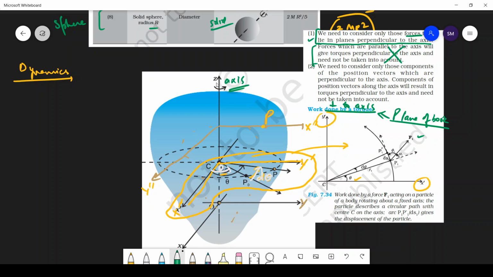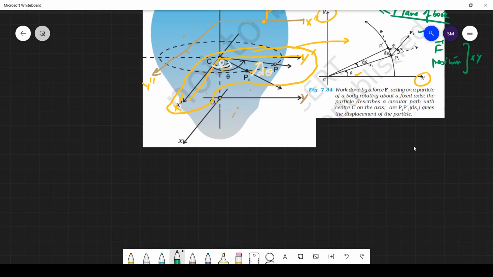Axis of rotation is z. So the forces that you are going to take, the position vectors that you are going to take, are all supposed to be in the xy plane. That is the plane of this book. Okay, so these are the two assumptions that you need to take.